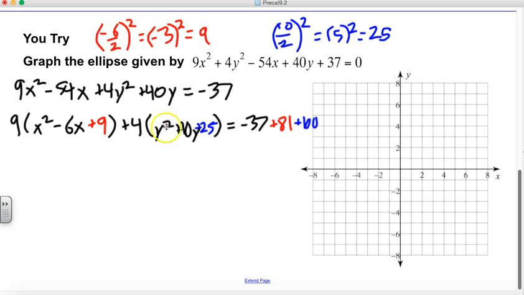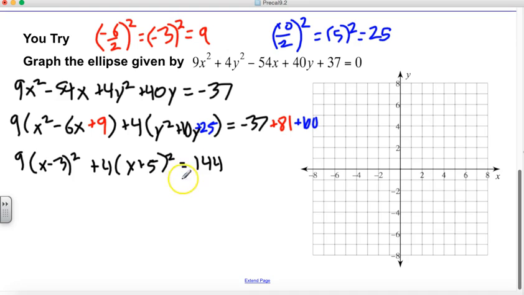But remember, that's the GCF of 4. So 4 times 25 is 100. We're really adding 100. So we add 100 to the other side. So then from that point, we can start to factor each trinomial. So when we factor this, we get x minus 3 and x minus 3, which is x minus 3 squared. And then on the other one, we're going to do y plus 5 and y plus 5, which gives us y plus 5 squared. Then on the right, when we add these three numbers, we get 144.